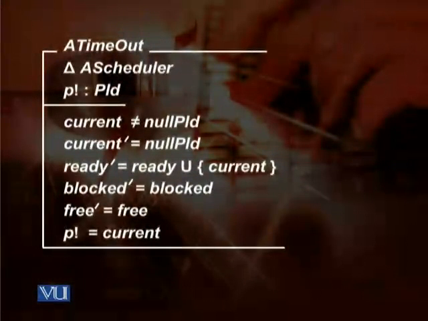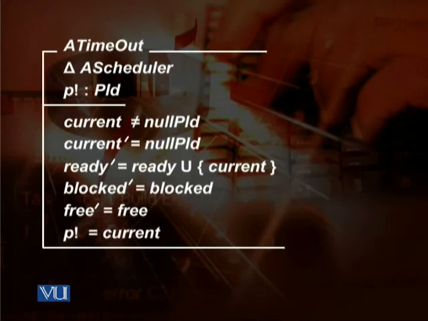Let us look at the rest of the specification. Now we have the schema for timeout. Once again, it changes the scheduler, and the output is a PID. Current is not equal to null PID, that is, the CPU has been occupied, some process has it. When this process times out, the new state of current will be null PID. The ready set gets this new element that occupied the CPU, so it has been appended. Blocked does not change, free does not change, and the output is current.